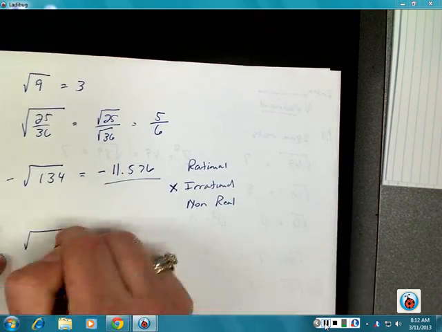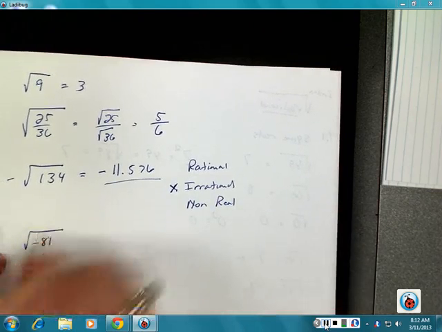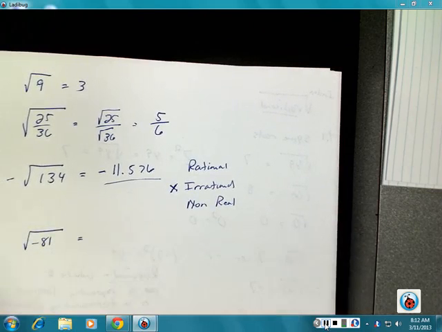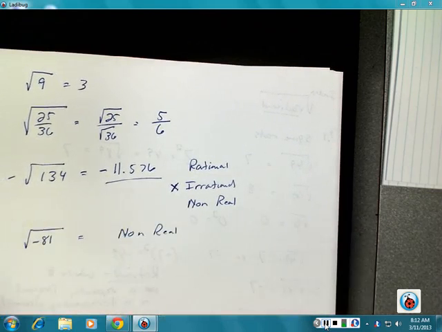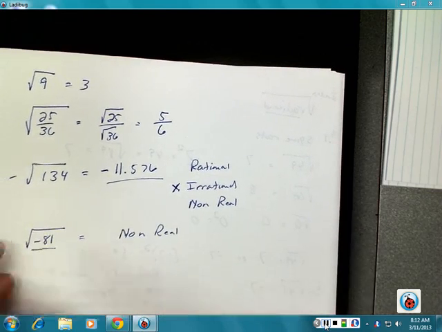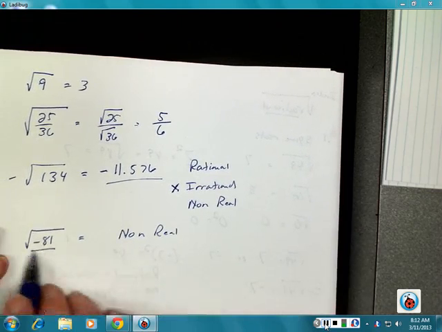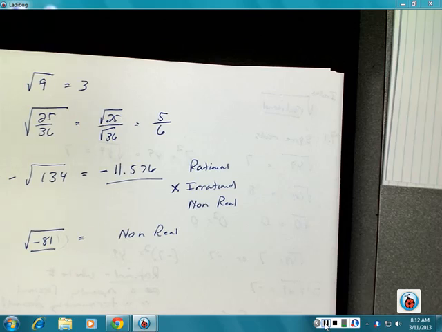How about the square root of a negative 81? What happens with that one? Pardon? Can't do that, right? It's non-real. Okay? Non-real. Because if I go to put this on my calculator, remember that's kind of like that negative 49 we had earlier. I can't end up doing anything with that one, and so therefore that is what it ends up becoming, a non-real that we're working with.